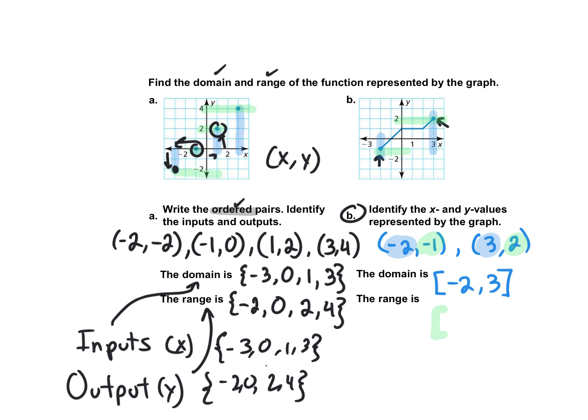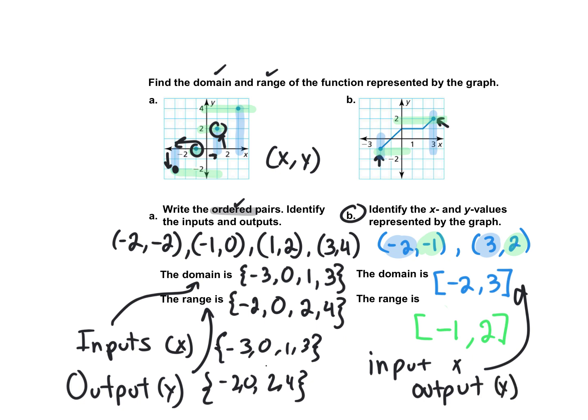sorry, I didn't change it to a pencil. We will be putting for the range a bracket, -1, 2. Again, the inputs are the x and the outputs are the y. In this case, since it's a line, we will put input x, so it would be the domain again. And the output, just because I'm running out of space, it's the y. I'm just going to use the pointer arrow. It's the y, so the range.